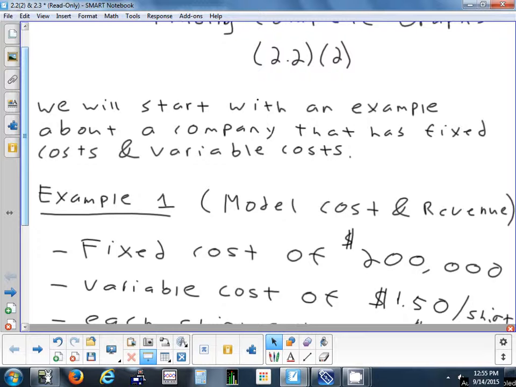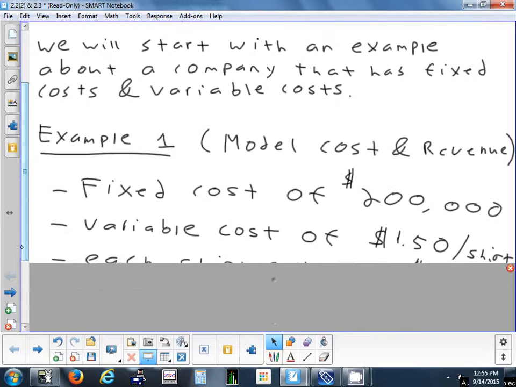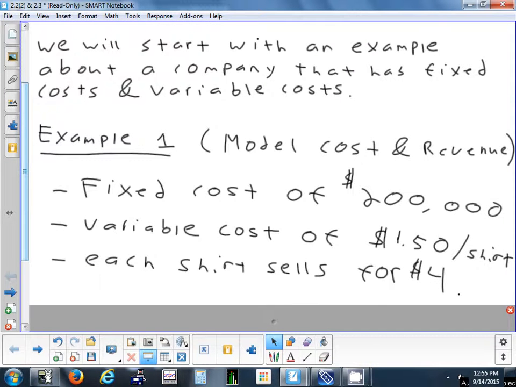So maybe the fixed costs here are salaries. Regardless of how many t-shirts this company prints, they pay the same salary to the employees. In this case, it's $200,000. That's the fixed cost for this company. And it costs them $1.50 per shirt that they make. Now, after they make the shirts, they sell them for $4 each.